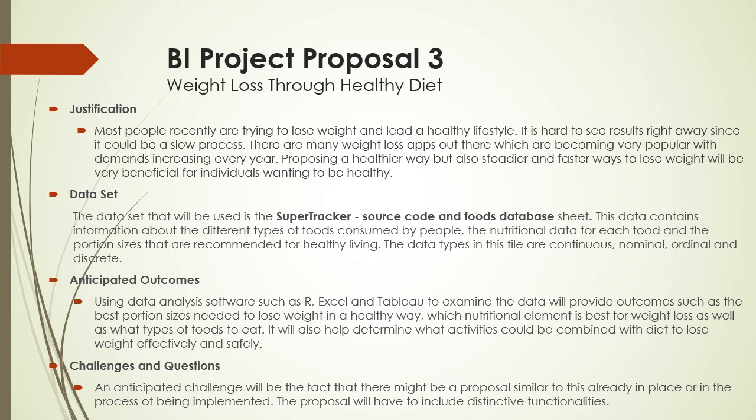The data types in this file are mostly continuous, nominal, ordinal, and discrete. Continuous in the sense that most of the nutrients are measured based on each food. The nominal is, when you look at the data, there are some parts that are categorized into either 1 or 2 or 3. And ordinal, they're just ranked for which one is best, which one is not. And then the discrete shows the total number of foods or nutrients for each food.